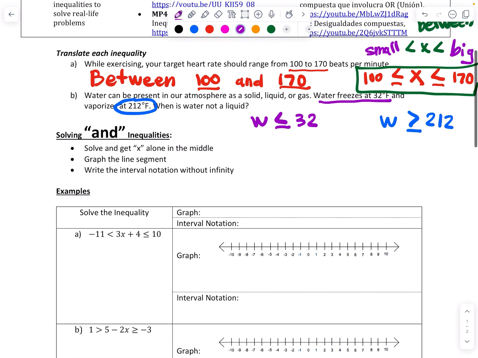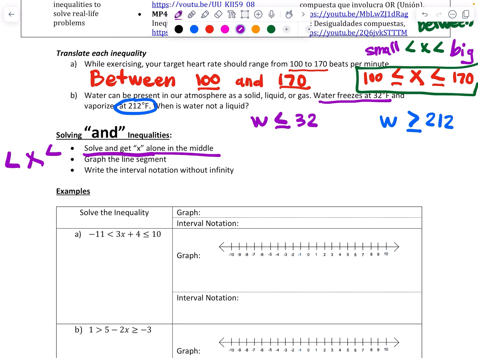Okay, so today we're going to solve and inequalities, where you have like x is less than this number and greater than this number. And we're also going to teach you how to solve or inequalities. So when you are solving and inequalities, that's the between, the double less thans. Those are our and inequalities. So what you're going to do is solve and get x alone in the middle. And you're going to have to solve two sides at the same time, but I'll show you how to do it. Then you graph, and it's going to be a segment, from one point to another point. And then you're going to write your interval notation, and it's not going to include infinity for these ones because it'll just be between two certain numbers.